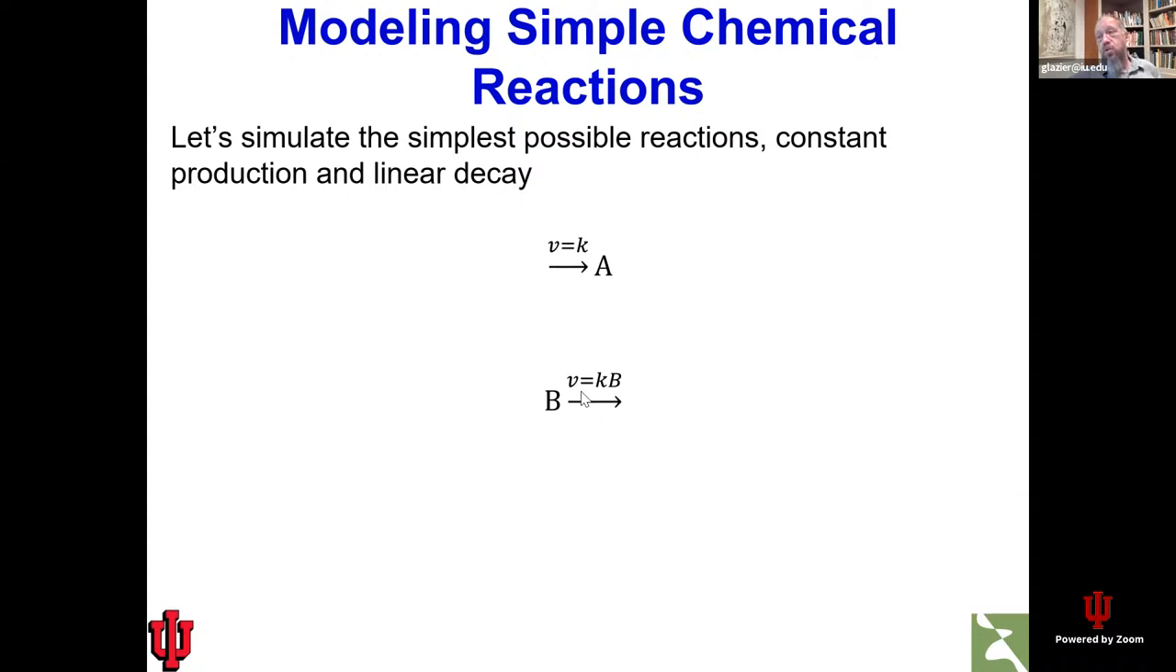But if we had a decay reaction that was V equals K, why would that not make sense? Why would a decay reaction that was just a constant not make sense? Anybody, Ibrahim? Because it has to work on the substrate. It has to work on something. That's right. I mean, there is some B around, or maybe not. Well, so what happens if there's no B? Then there's no production to the right side.